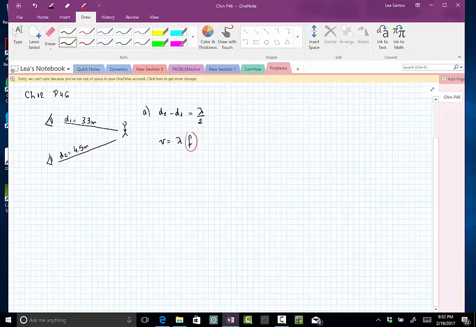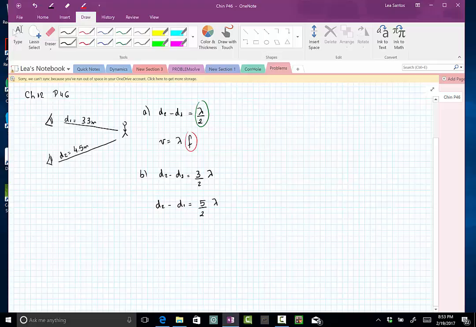Question B, calculate two other frequencies that also result in destructive interference at that point. When can we also have destructive interference? Well, here what we wrote, this half, is the first case, is the lowest frequency that will give us destructive interference. But we can also get destructive interference if D2 minus D1 is 3 halves of the wavelength. Okay, and we can also get if D2 minus D1 is 5 halves of the wavelength, and so on.